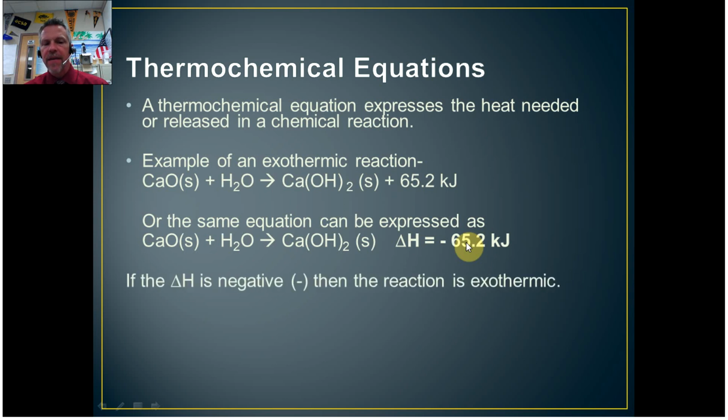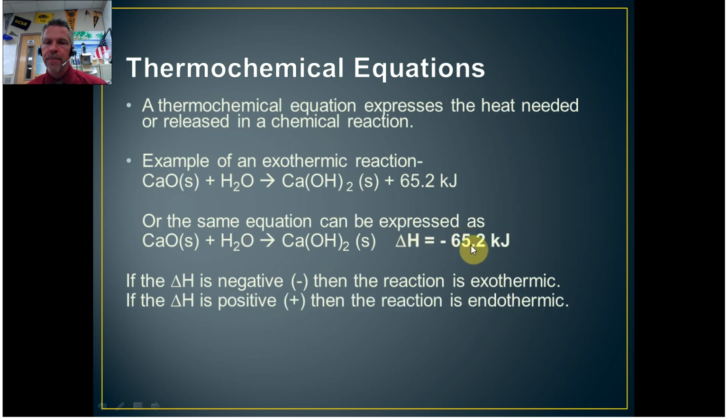Remember, by convention, if the heat term is negative, we say that means the reaction is exothermic. So here, if delta H is negative, it means it's an exothermic reaction. If delta H is positive, it means it's an endothermic reaction. You only need to worry about the negative or positive sign if you use this second example as a way to write your thermochemical equation. If you're writing your thermochemical equation like this first example, you always show the heat as a positive number. And I'll show you an example of an endothermic reaction in a second.